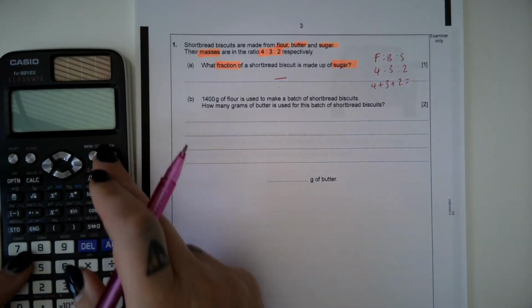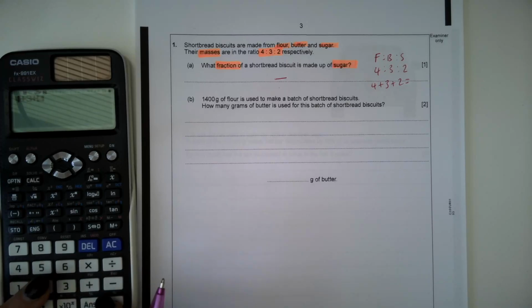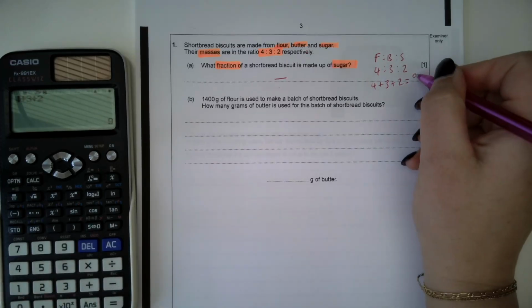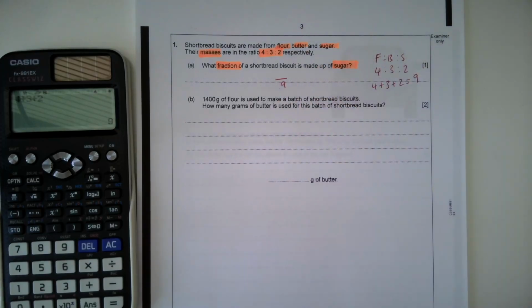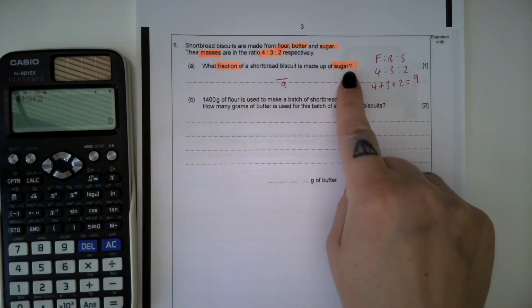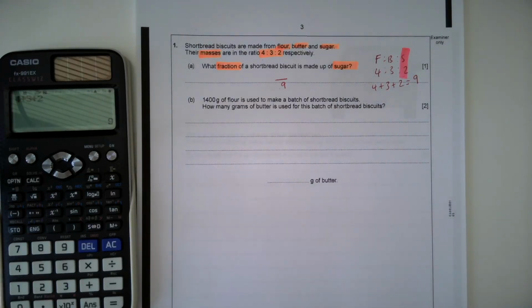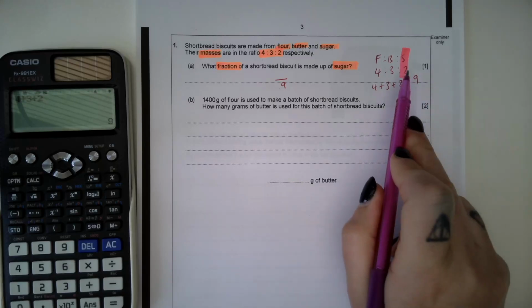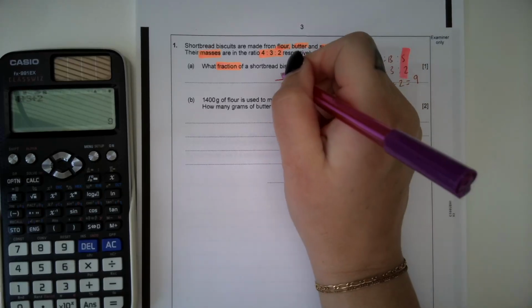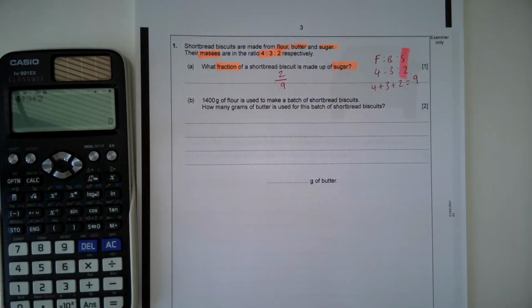Calculator paper, we don't need to struggle with anything or overload our brain. 4 plus 3 plus 2 is 9. So there are 9 parts in total in this ratio. We are particularly interested in sugar. Now that we've labelled the ratio, we know that that part of the ratio is sugar. So 2 of those 9 parts are sugar. So 2/9 is our fraction of a shortbread biscuit that is made up of sugar.